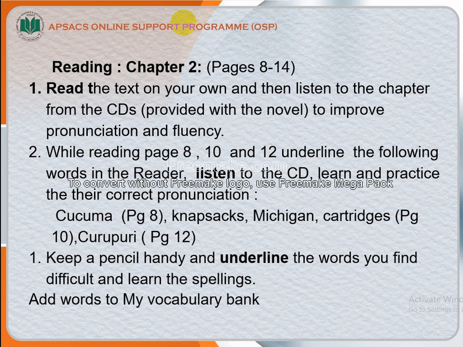Reading of this chapter is from page 8 to 14. Read the text on your own, and then listen to the chapter from the CD provided with the novel to improve pronunciation and fluency. While reading pages 8, 10 and 12, underline the following words in the reader. Listen to the CD, learn and practice their correct pronunciation: Kokoma on page number 8, knapsacks, Michigan, cartridges, kurupuri. This word is kurupuri.